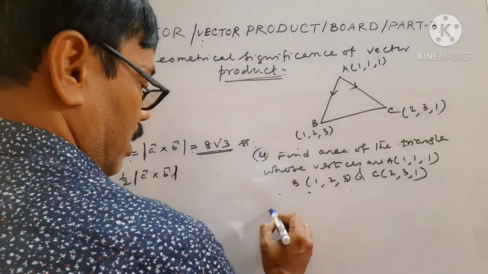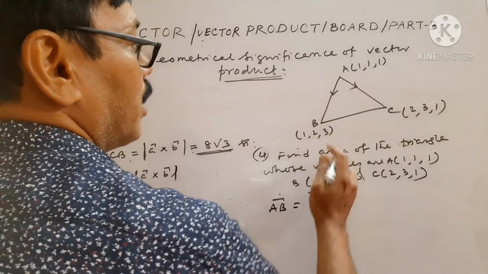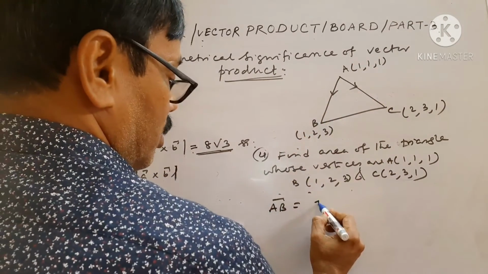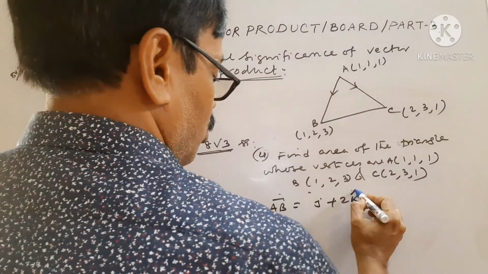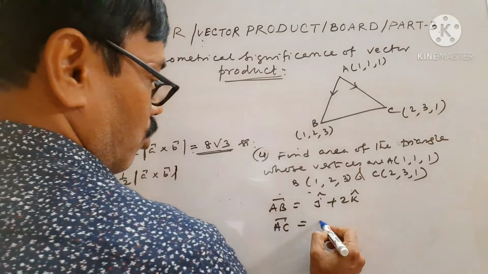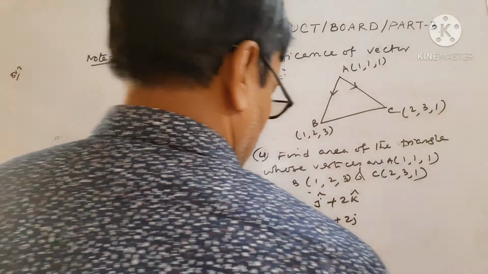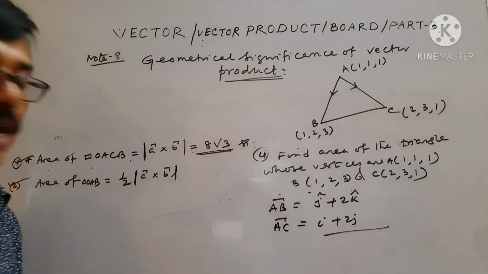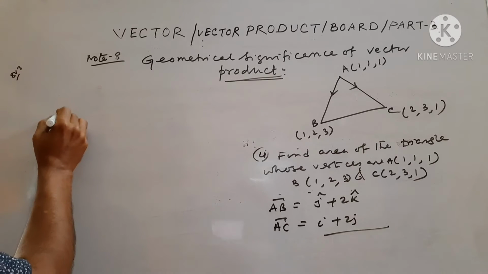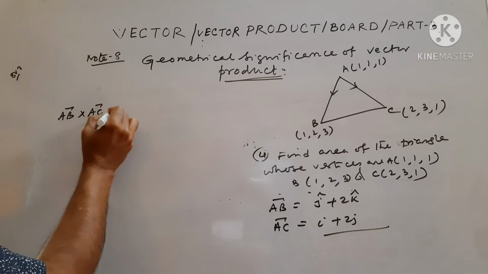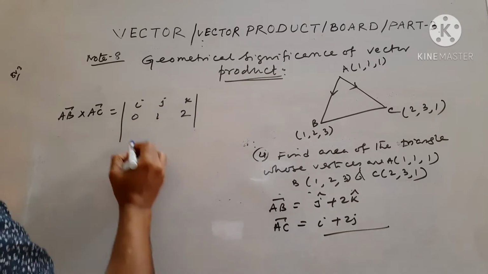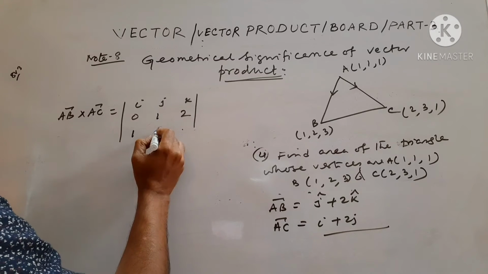So we have to calculate the AB vector. B minus A: the position vector of B minus the position vector of A, gives (1 minus 1) i, (2 minus 1) j, (3 minus 1) k, so j plus 2k. And what is AC? C minus A, so i plus 2j. Now we have to calculate AB cross AC. So i, j, k; 0, 1, 2; 1, 2, 0.